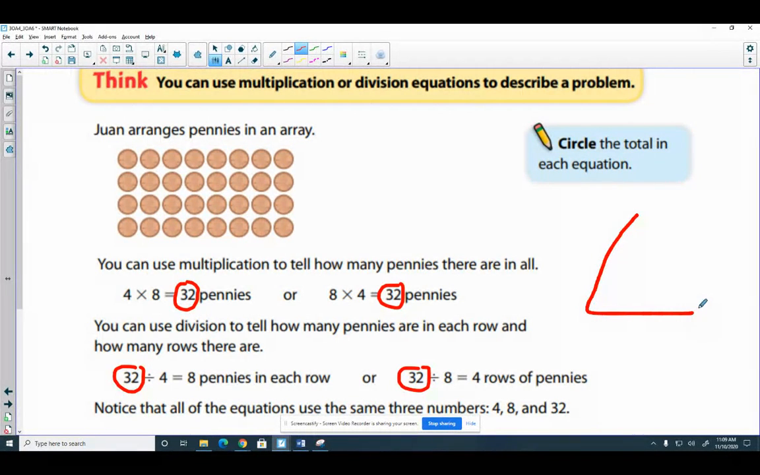And some of you might be familiar with the fact family triangle, where you have the answer at the top, and then you have the factors, and you can read it 4 times 8 is 32, 8 times 4 is 32, or 32 divided by 4 is 8, or 32 divided by 8 is 4. Go around the triangle.